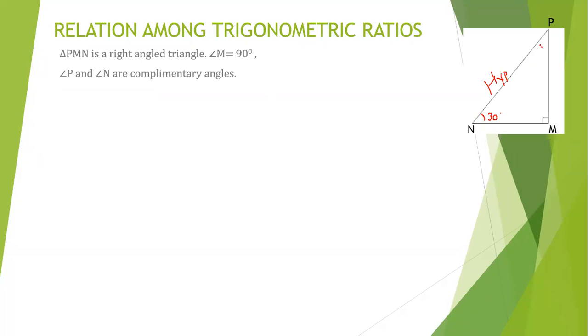Then how will you find angle P? You will do 90 minus 30, because angle P and angle N are complementary angles. So to find angle P, I will subtract 30 from 90. So I will get the answer as 60 degrees. Similarly, if I am assuming angle N as theta, then how will I find angle P? By doing 90 minus theta, right?